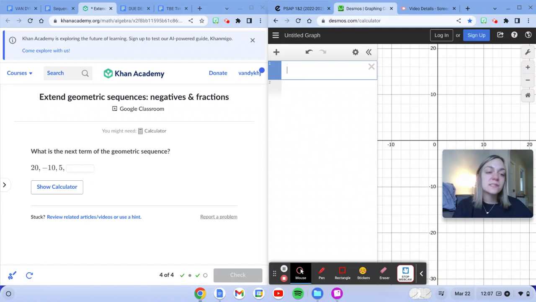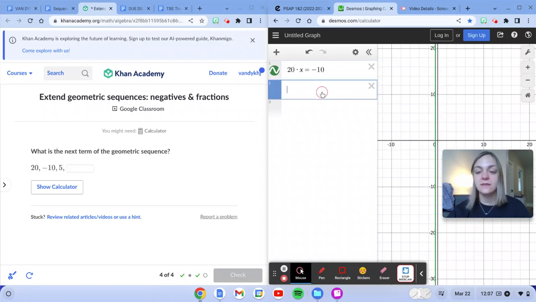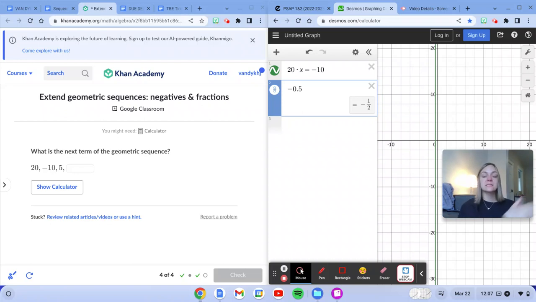20 times some number gives us -10. So 20 times x, we don't know what that number is yet, gives us -10. And we see here that it's -0.5, which can also be written as -1/2, which is basically saying we're dividing by -2. Multiplying by -1/2 is the same as dividing by -2.